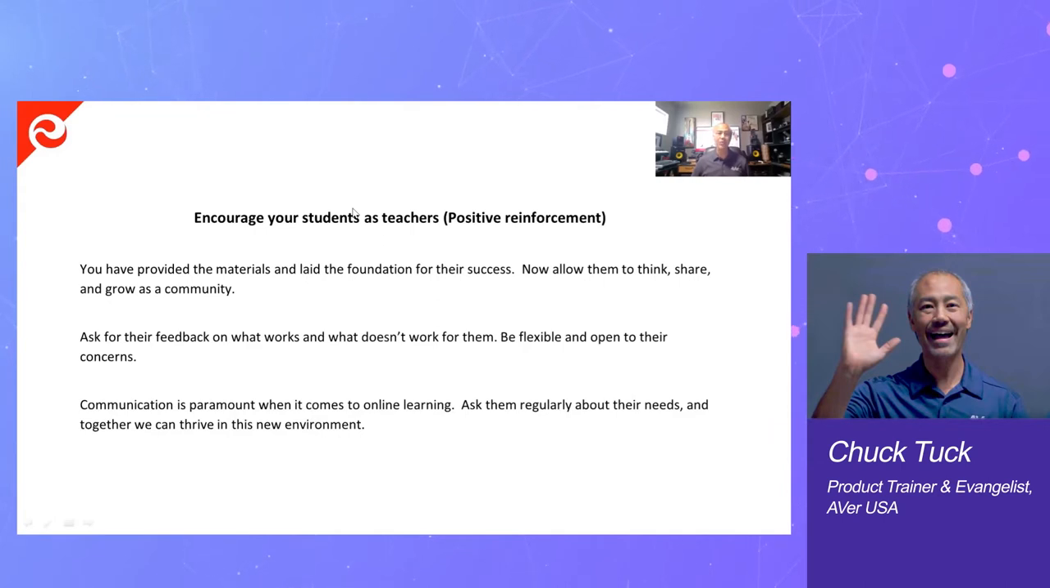And ask for your students' feedback on what works for them and what really doesn't work for them. A lot of us learn at different speeds and in different ways. So this is a great way of engaging the kids, asking them, having that verbal conversation, going back and forth. Be flexible, be open to their concerns. You want to consistently ask them: is everything okay? Are we doing all right? Do we need to change anything?